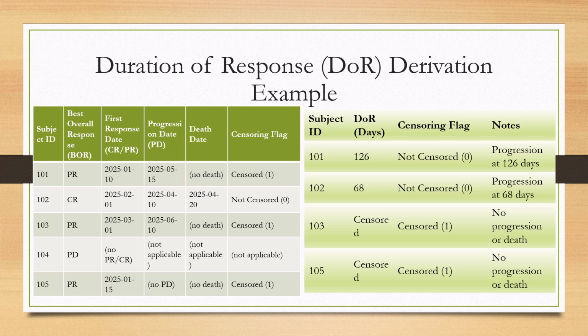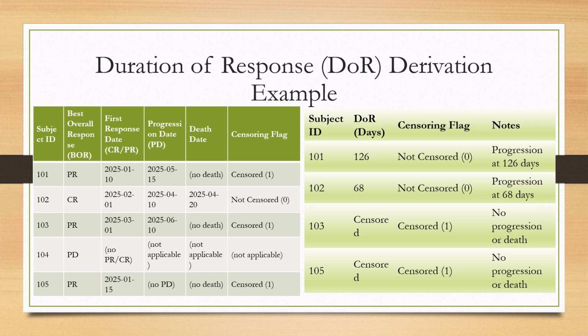Let's talk about the considerations and the practical points while calculating the DOR. The first is the censoring. If the subject had not any disease progression or death by the end of the study, their DOR is censored at the last valid assessment date. Next is the event of interest. The end of DOR is defined by either progression or death. If the patient dies but has not shown progression, death is considered as the event for calculating DOR.